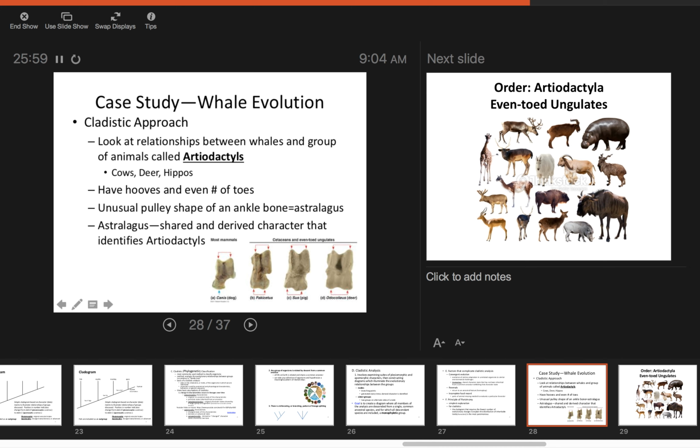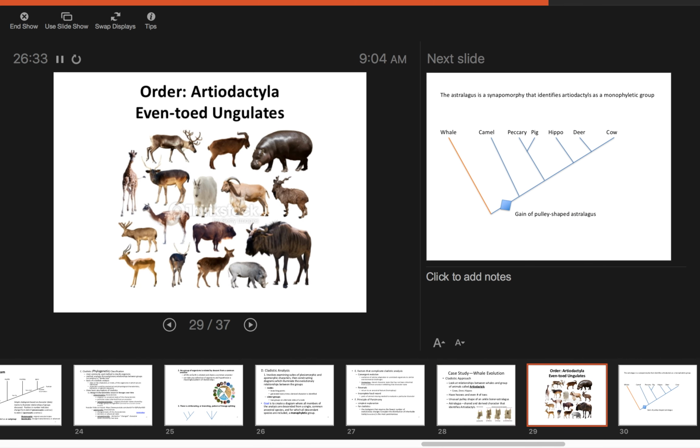So a case study looking at whale evolution from a cladistic approach. If you look at whales and a group of animals called artiodactyls, which include cows, deer, and hippos, they have hooves and an even number of toes. They have this unusual pulley-shaped ankle bone called the astragalus. It's a shared and derived character that identifies artiodactyls. So if you have the astragalus, you are considered an artiodactyl. So here are some even-toed ungulates, if you will.